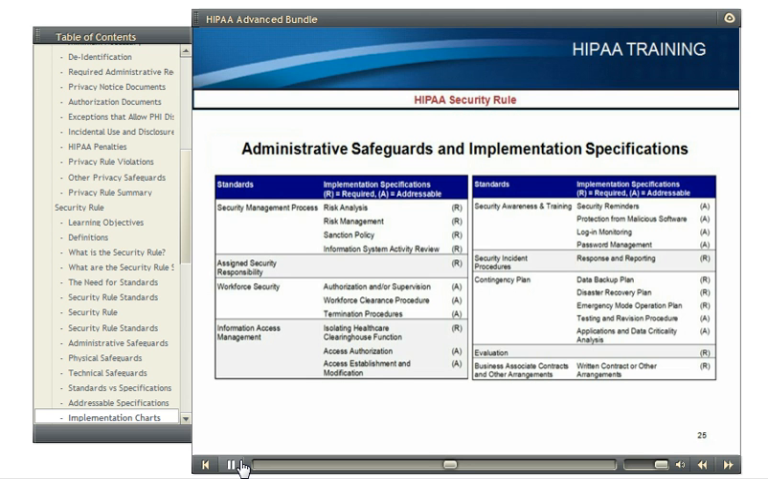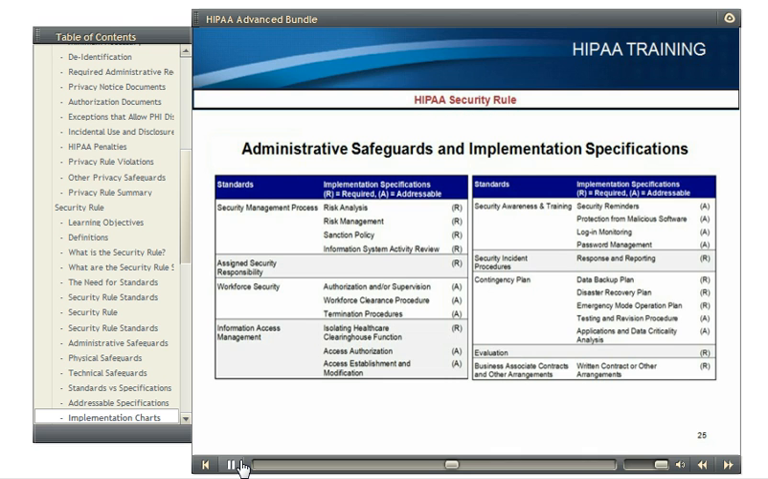Contingency plan. Data backup plan. Required. Disaster recovery plan. Required. Emergency mode operation plan. Required. Testing and revision procedure. Addressable. Applications and data criticality analysis. Addressable.